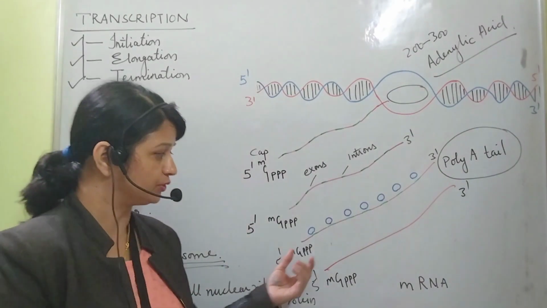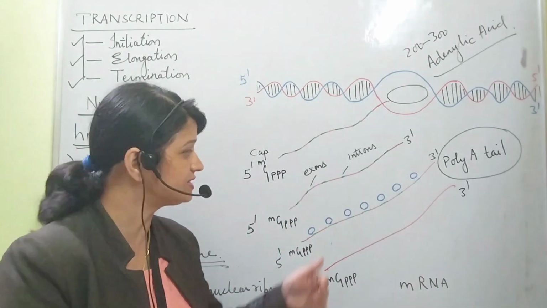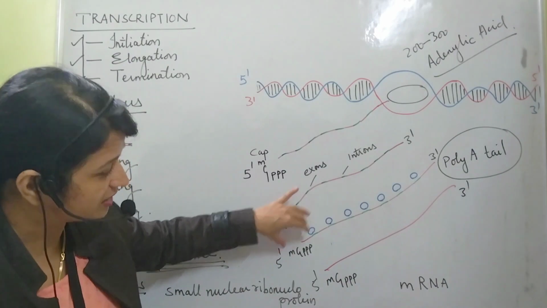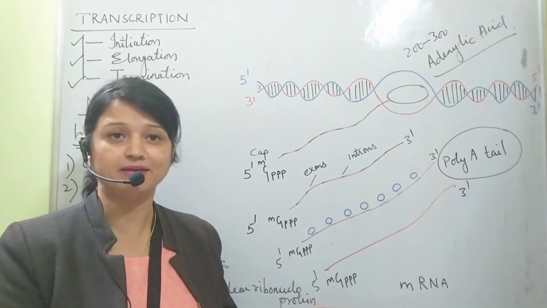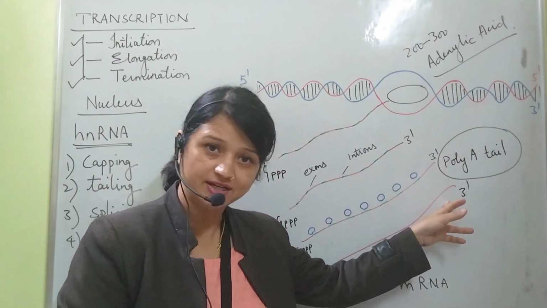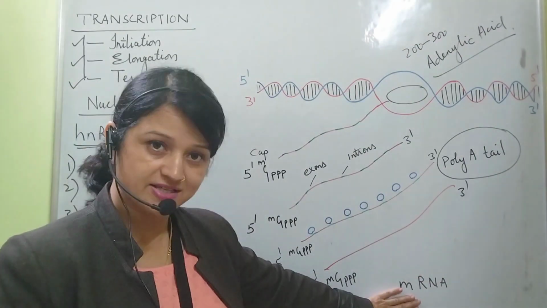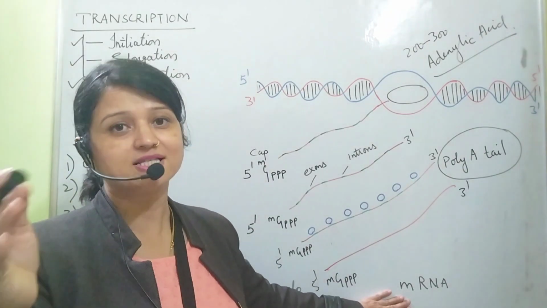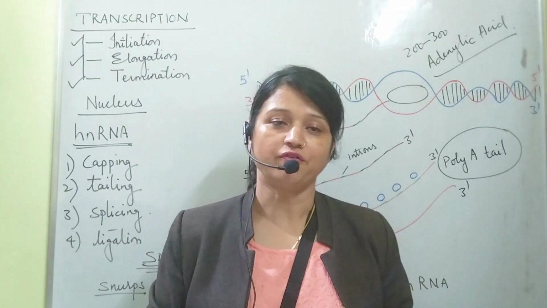So what does the spliceosome do? It does the splicing. It cuts and removes the non-coding sequences, that is introns. And after that, we have only the coding sequences, and these are attached with the help of the enzyme ligase. So that is ligation. After that, we will get our messenger RNA. So the process of transcription is over here. The messenger RNA is synthesized, and this messenger RNA will come out of the nucleus and go to the cytoplasm. So this was all about the process of transcription.